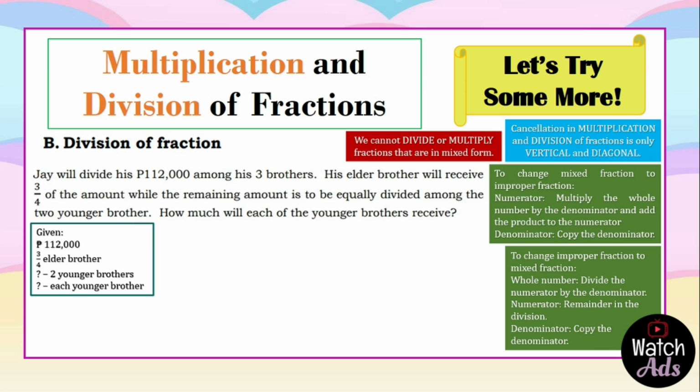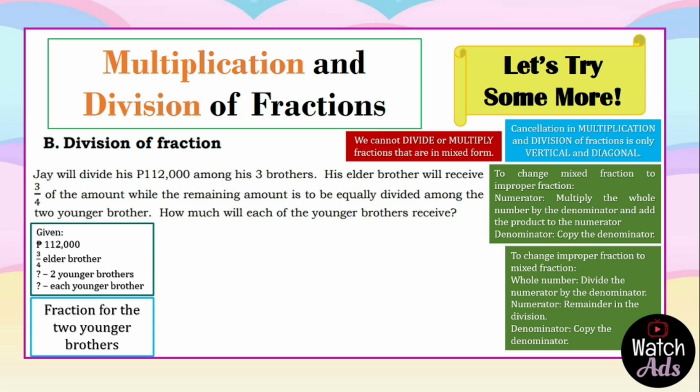We do not know the amount or the fraction for the 2 younger brothers, but what we know is each younger brother will receive an equal amount. That is for the 2 younger brothers. Now, how do we do this? First, we compute for the fraction for the 2 younger brothers. Let's take 112,000 pesos as one whole because that is the whole amount.